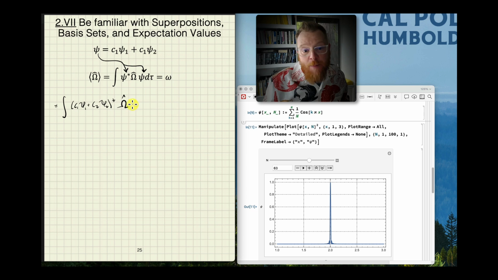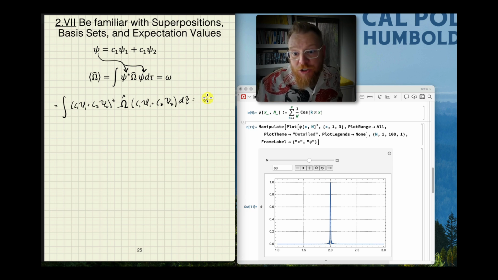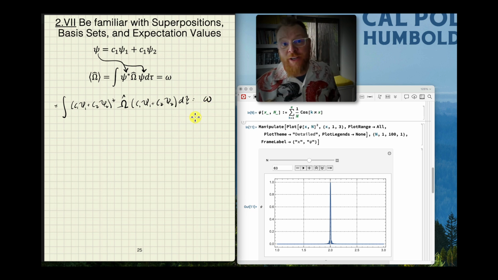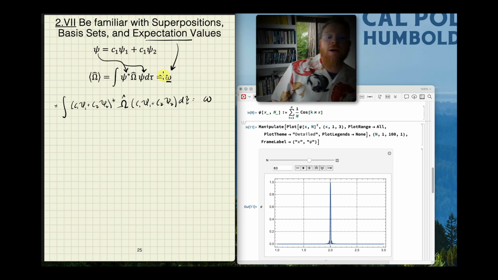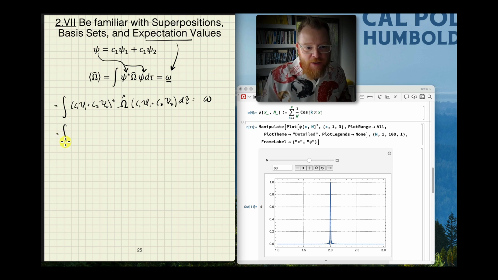And then I've got my operator sandwich, and now that's C1 psi 1 plus C2 psi 2 d tau. After we carry out this operation, it should all give me a real eigenvalue. In this case, due to this operation, we would call this eigenvalue the expectation value, the result of a large number of observations. So this is going to get pretty heavy, so let's follow through it.